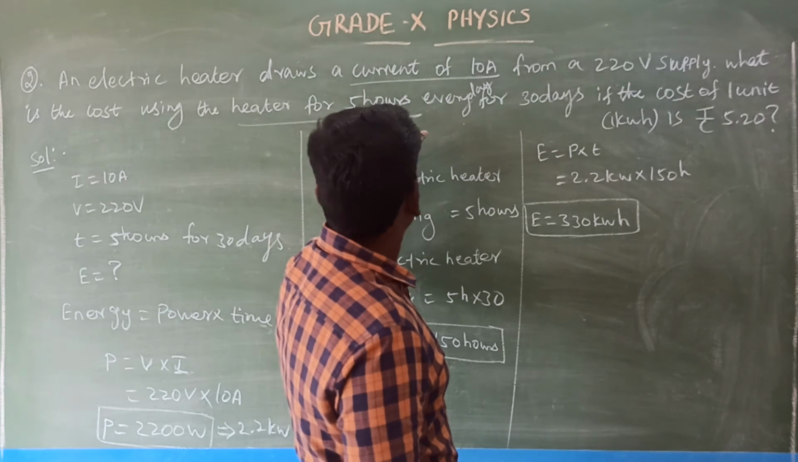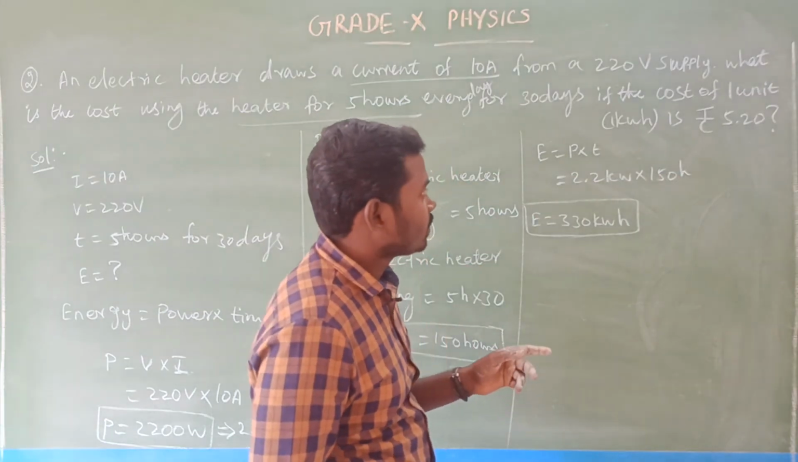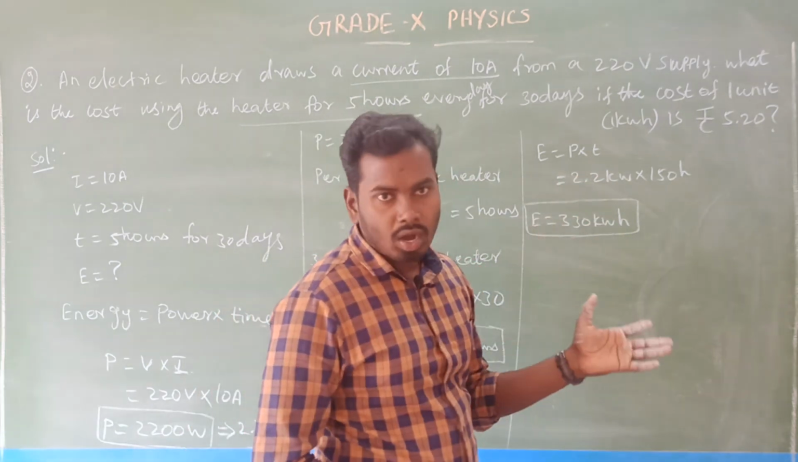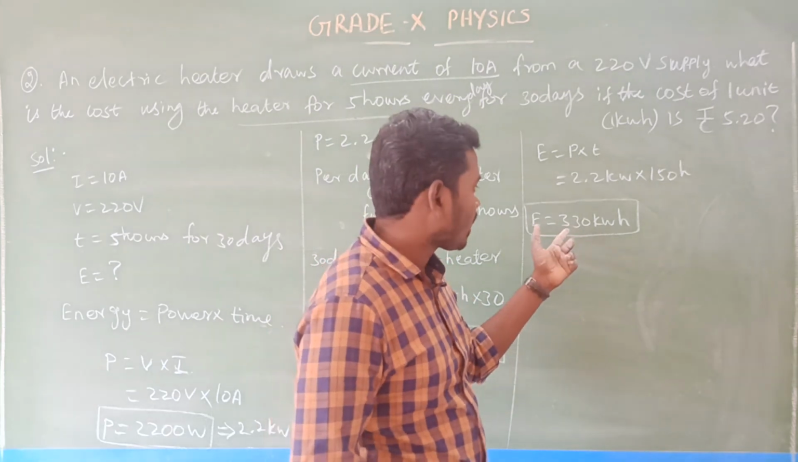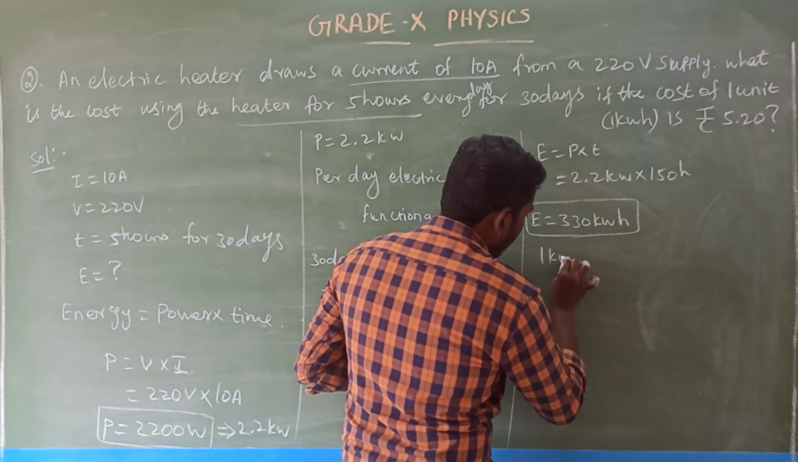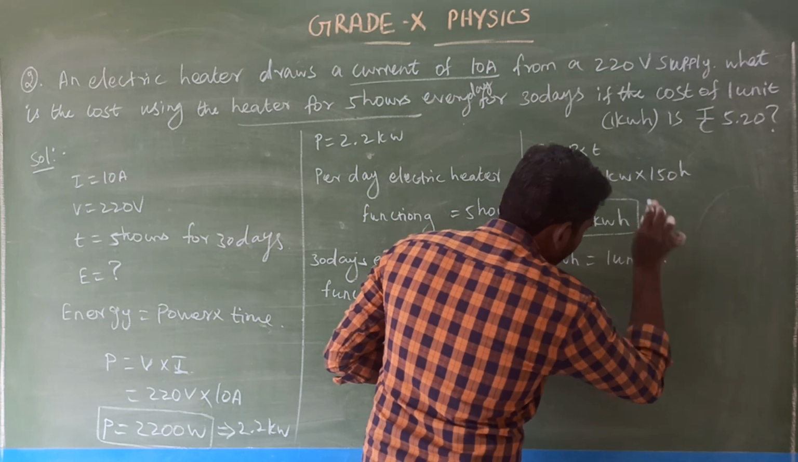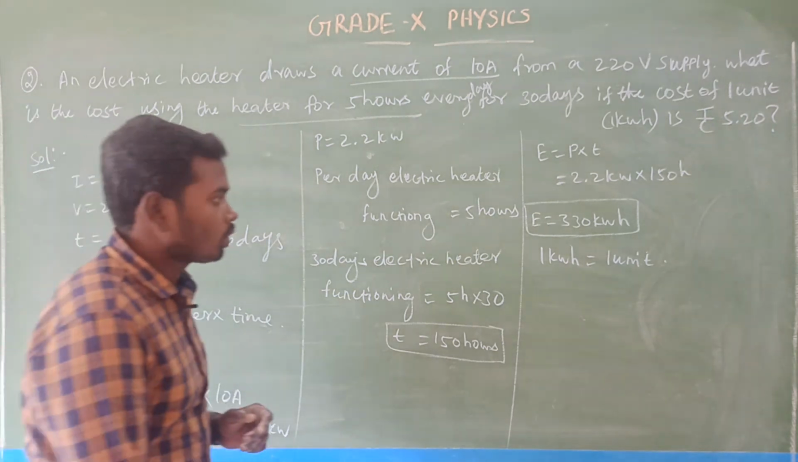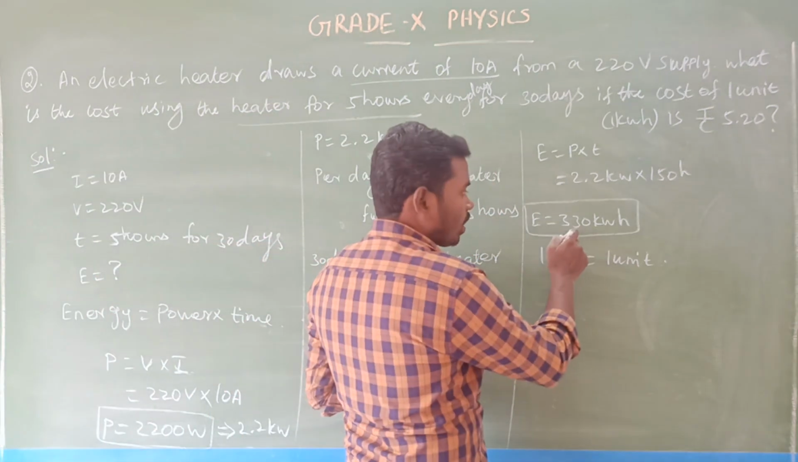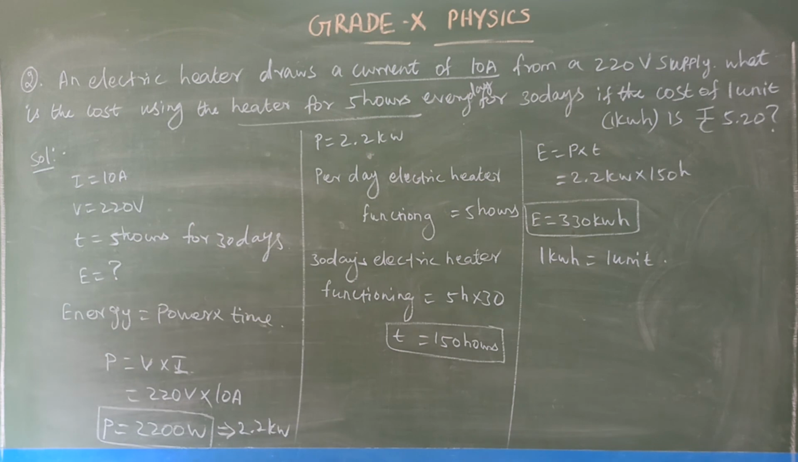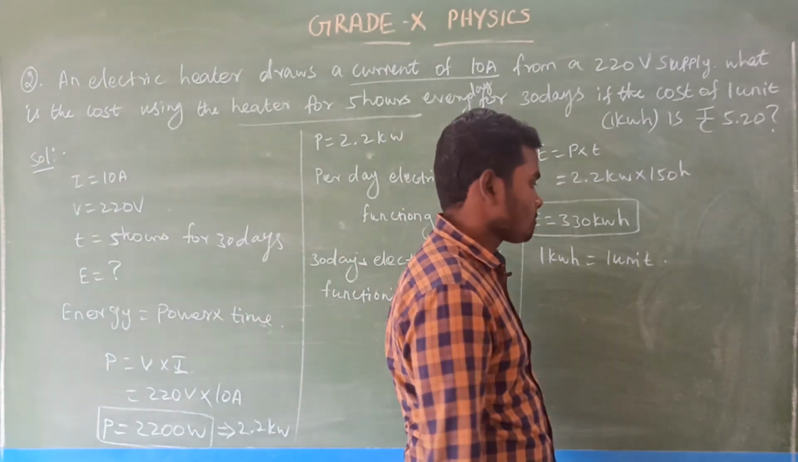Yes. Look at here. Here the question is, if the cost of 1 unit is 5 rupees 20 paisa, how much cost will be there after consuming 330 kilowatt hour? That is the question. Note this point here. 1 kilowatt hour is equal to 1 unit. So here the energy value is 330 kilowatt hour, isn't it? Yes. Then what will be the value, sir?